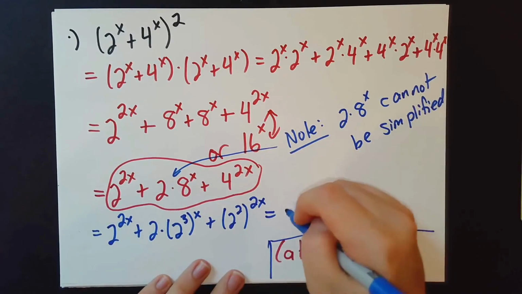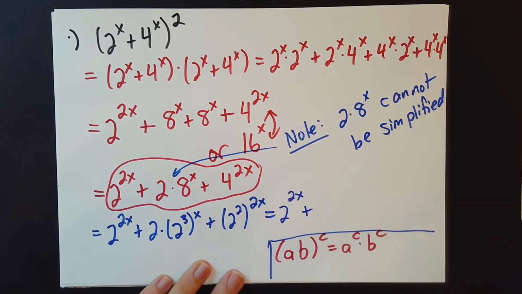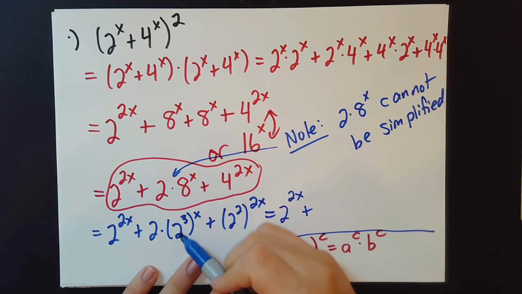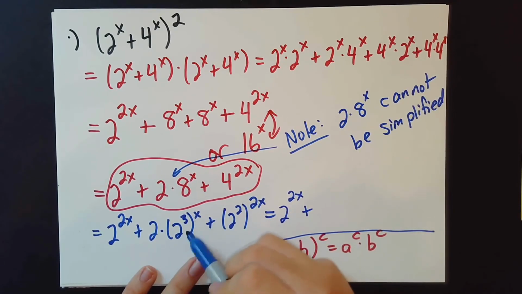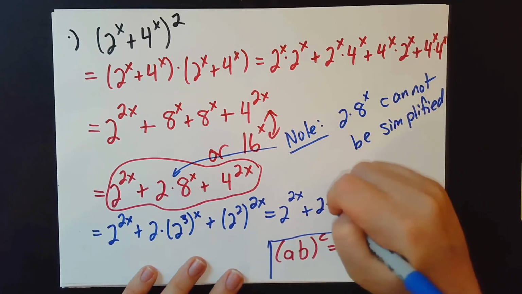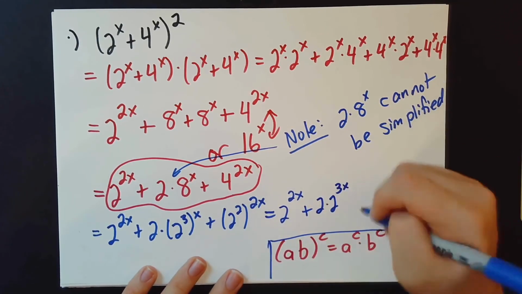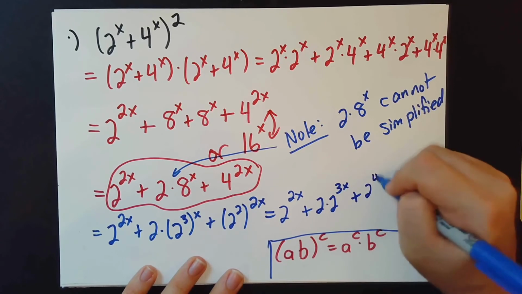So this is 2 to the 2x plus 2 to the 3 to the x. This is the stacked exponents example. So this is 2 times 2 to the 3x plus, and this is also the stacked exponents example. So this is 2 to the 4x.